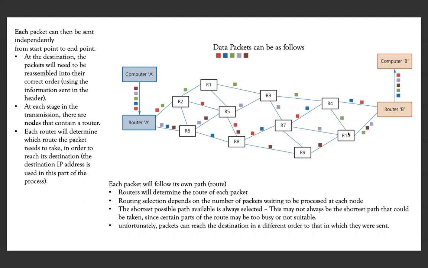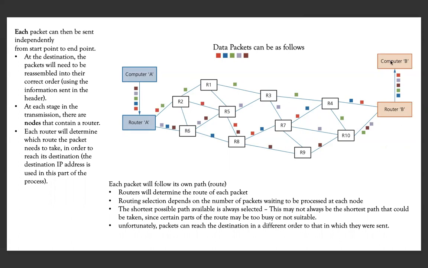There may be shorter options apart from this, but considering the status of each router at the hopping point, the routers chosen at each hop have been selected because they are the least busy right now. If a router is busy and has a lot of packets to process, it will be avoided because sending the packet there will eventually cause it to wait. Packets can reach the destination in a different order to that in which they were sent.